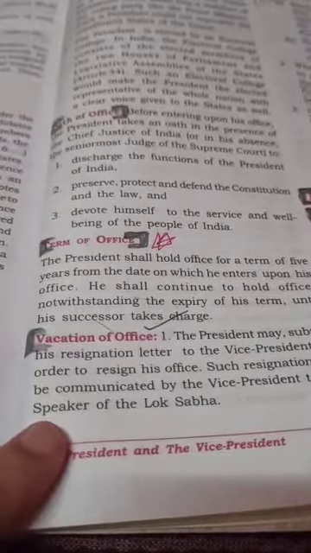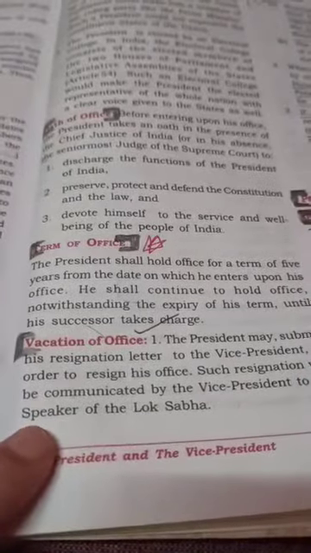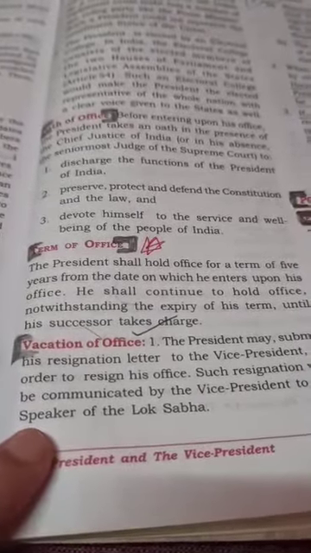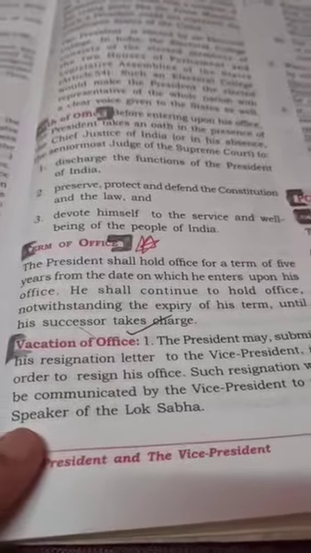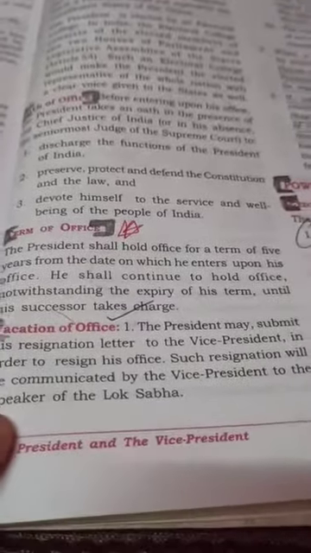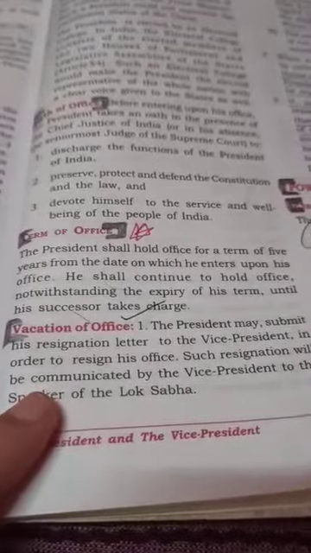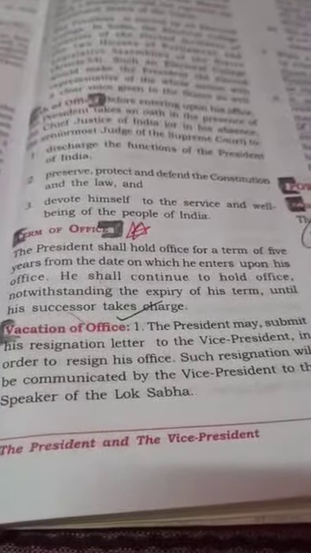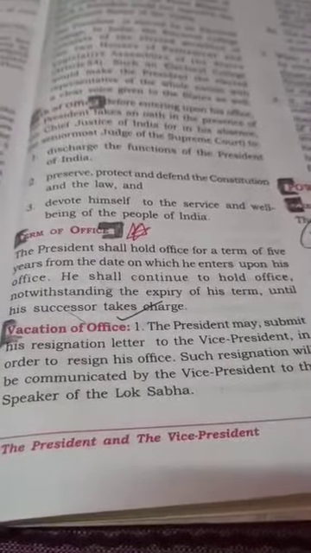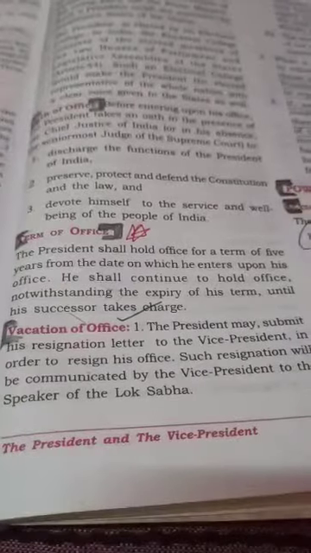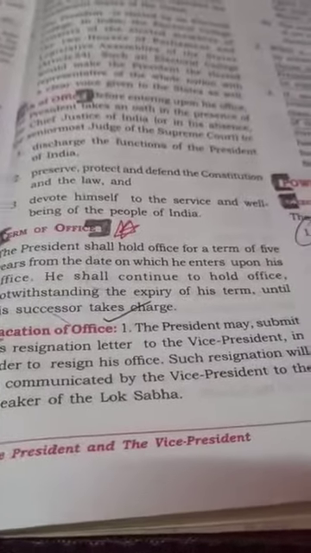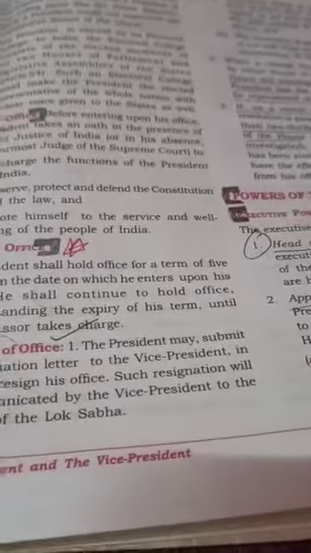The day he will enter, he shall continue to hold office till the expiry of his term, until his successor takes charge. So he will remain there. 5 years is the time period. He will remain as the President of India for 5 years, and he will not leave his chair unless the new president takes the place.